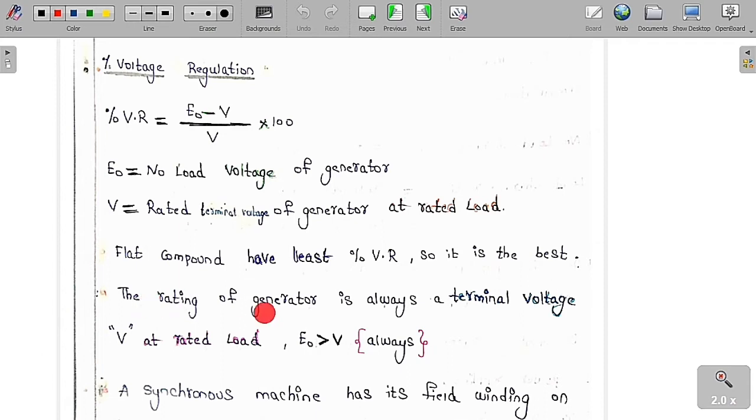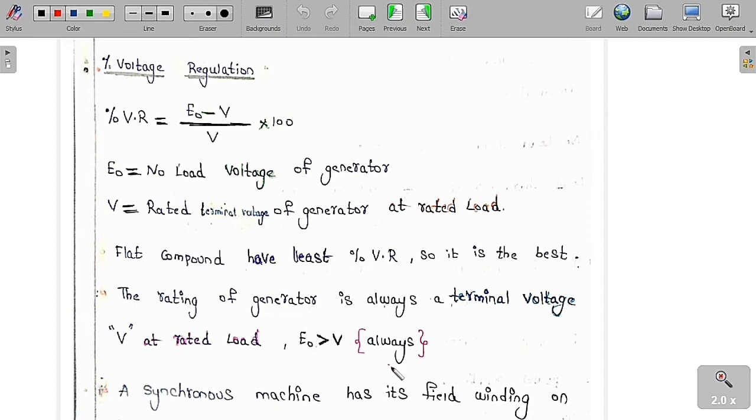The rating of generator is always a terminal voltage V at rated load, and always E0 is greater than V. See, whatever rating you see on a generator, on the nameplate details, is always a terminal voltage at rated load. E0, the no load voltage of generator, is always greater than the rated terminal voltage.